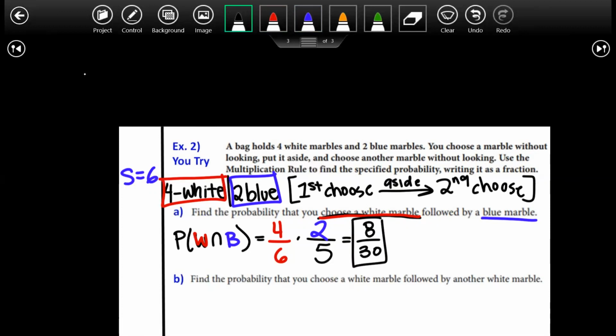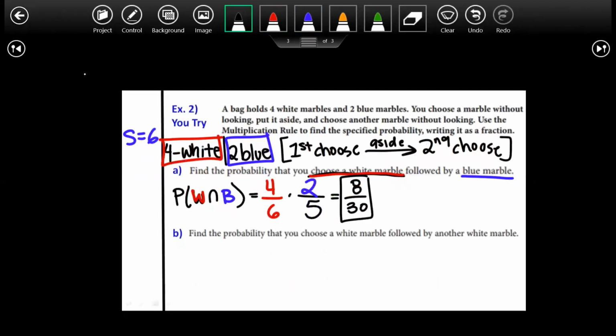Now the bottom one is slightly different too. What is it asking us to do? It says, find the probability that we choose a white marble, followed by choosing another white marble. And think about the intuition behind this. So let's look at this. Probability of choosing a white marble, and then choosing another white marble.